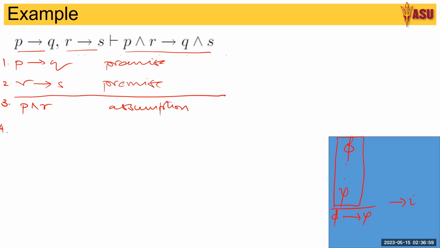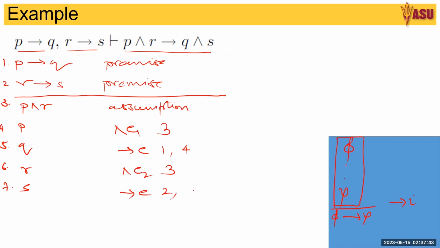So given P and R, what can I say? First is P. What rule of conjunction is this? So I'm using the elimination rule 1 of conjunction, and the line is 3. Now from this, I can say Q. And that is the elimination rule of implication using lines 1, comma 4. Similarly, now I can say R, which is the rule you have seen multiple times. Now I can say S. Again, I'm using the elimination rule here of 2, comma 6.